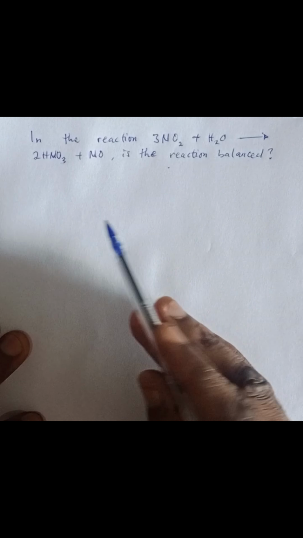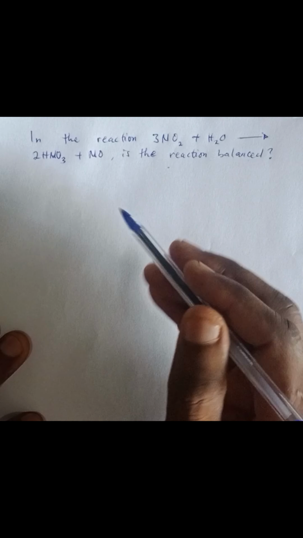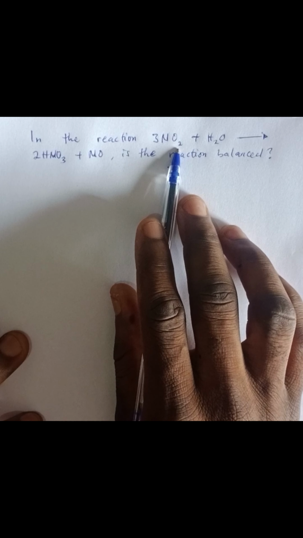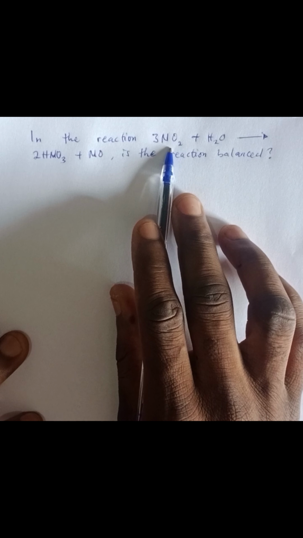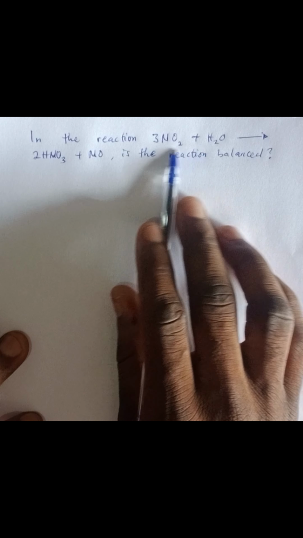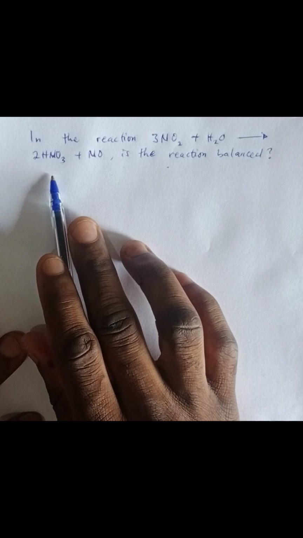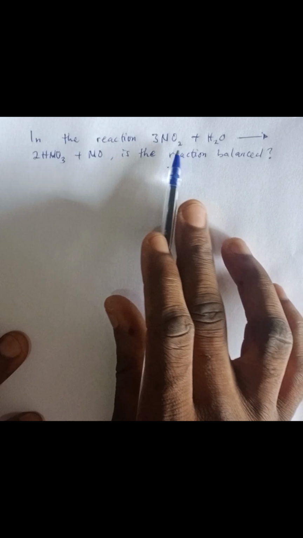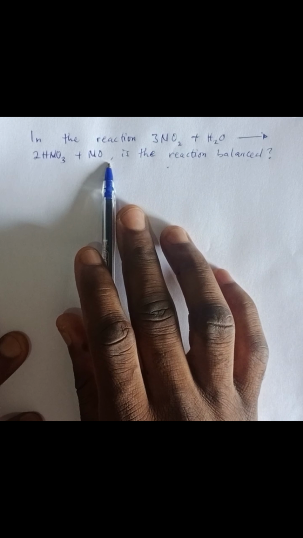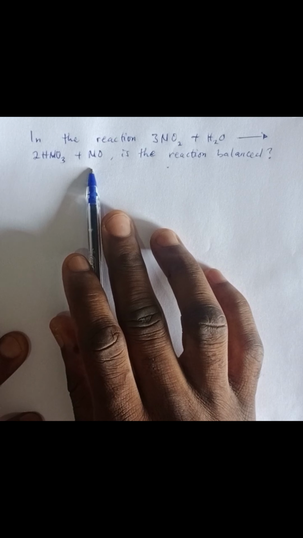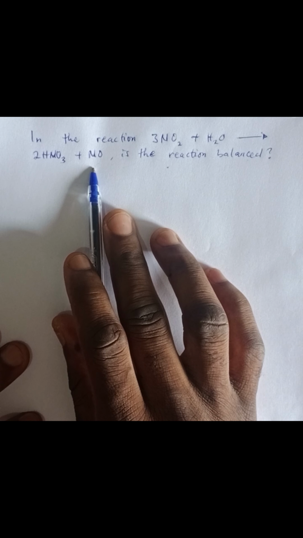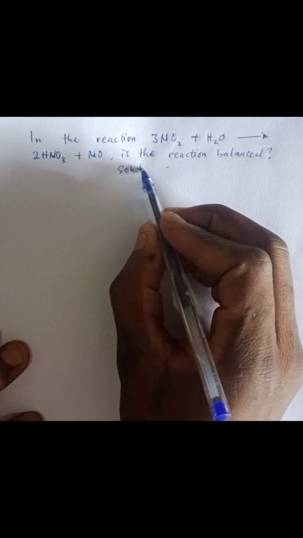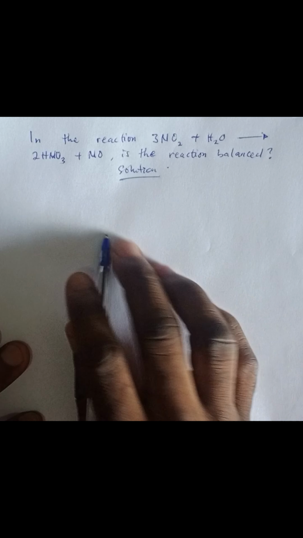In order to check that, we must make sure that all the individual atoms that are there in the reactant side must be equal to the ones found in the product side, to ensure that the total number of atoms on either side are conserved, and this will be in line with the law of conservation of mass. Hope you remember that. Okay, let's quickly look at this solution.